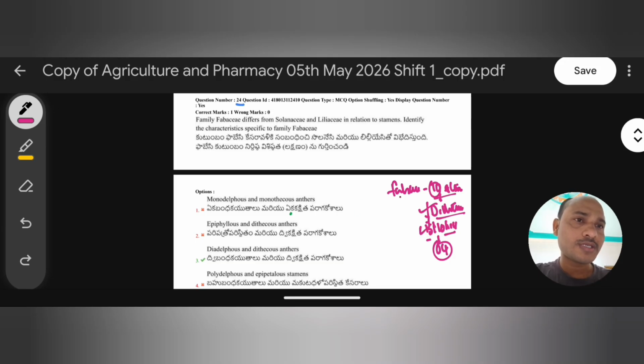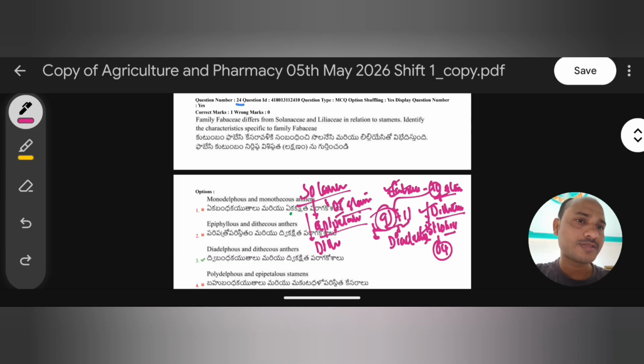Stamens seen in Fabaceae are 10 stamens, and these 10 stamens are arranged into 2 groups, 9 plus 1. This is the diadelphous condition, in which 9 stamens are together and 1 stamen is completely separate. 9 plus 1 arrangement. And coming to Solanaceae, in Solanaceae there are 5 stamens. Very important, 5 stamens. In Fabaceae 10 stamens. In Solanaceae only 5 stamens. Remember. And very important, epipetalous conditions are seen. Epipetalous.